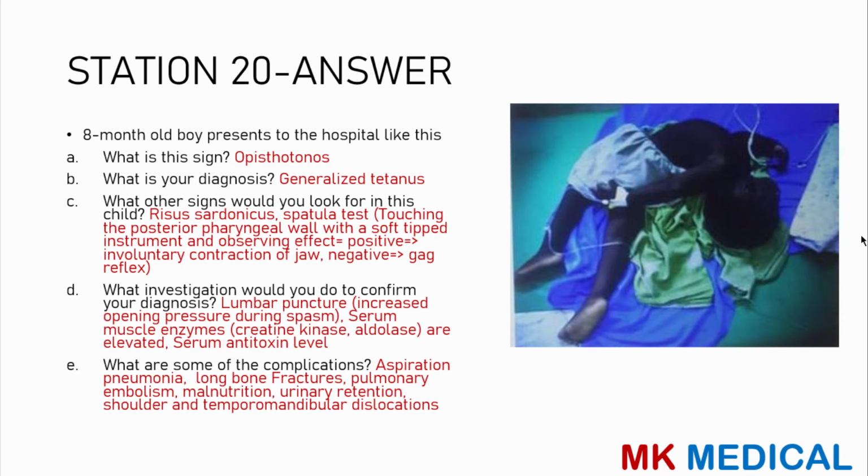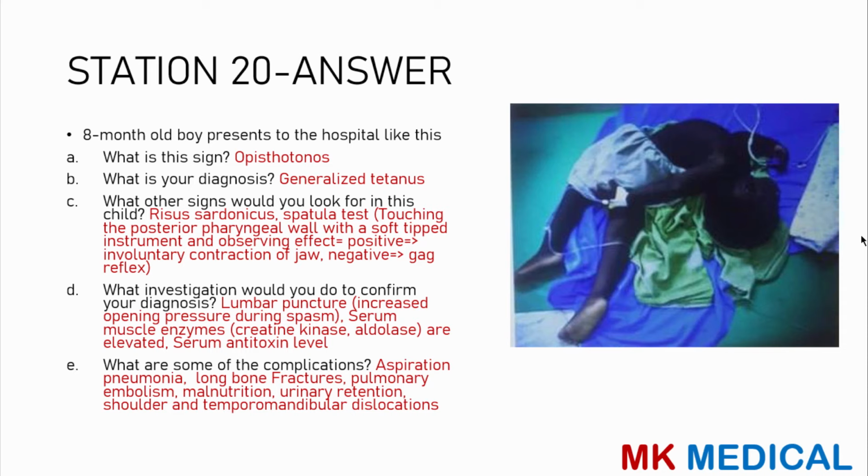So how do you do a spatula test? You just simply take a spatula and you touch the posterior pharyngeal wall. And you observe what's going to happen. If there's an involuntary contraction of the jaw and it clamps down on your spatula, then that's a positive spatula test. If there's a negative spatula test, then you'll get a gag reflex.